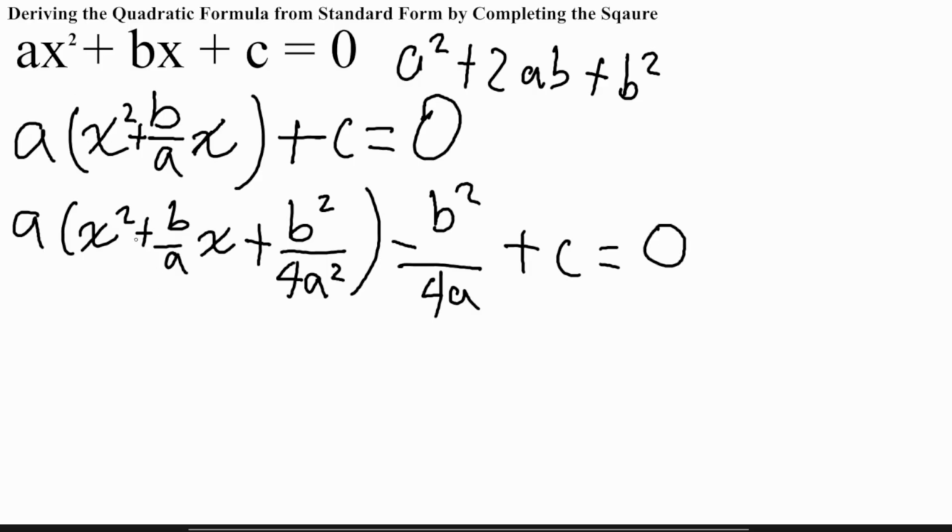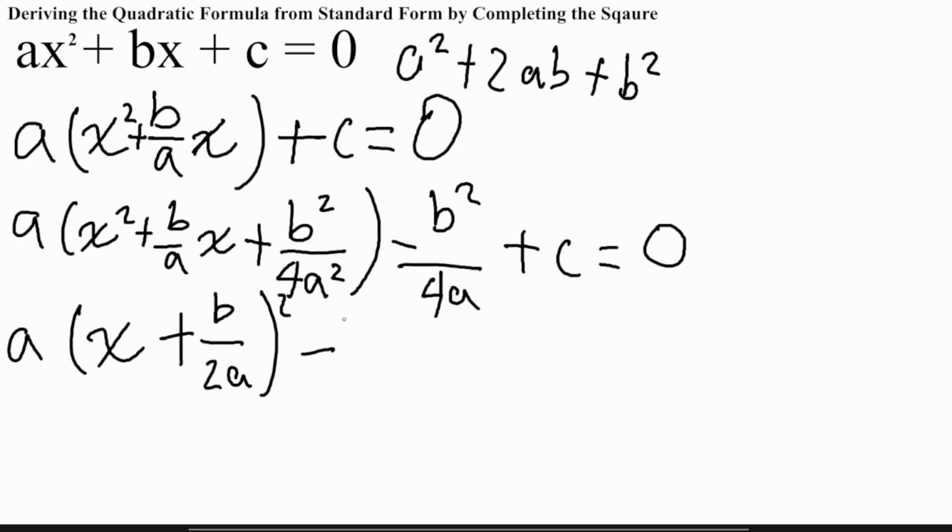And now that we have a perfect square, we can convert this into the binomial form, but squared. So, a, and this would be x plus, and then the term we're looking for is just the coefficient in front of x divided by 2, which is b over 2a, and then square this. Then, and I'll write the rest.